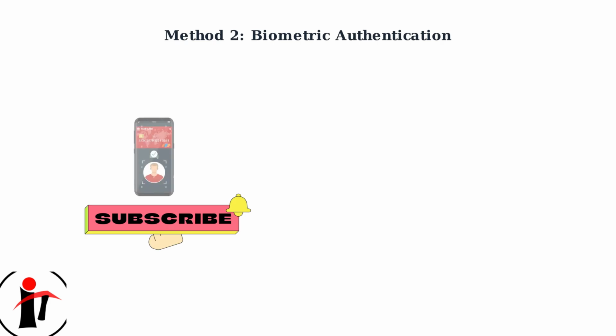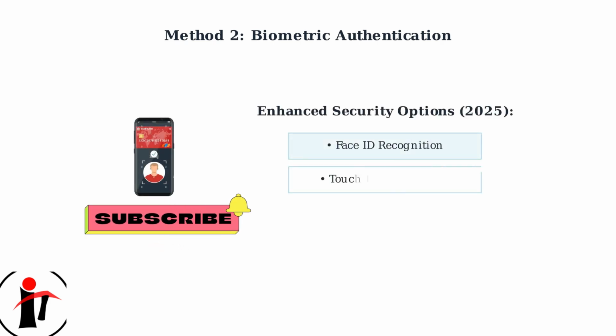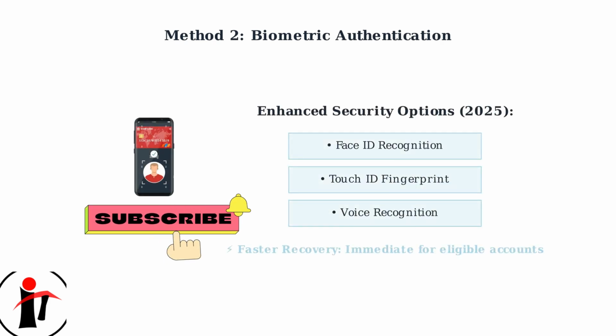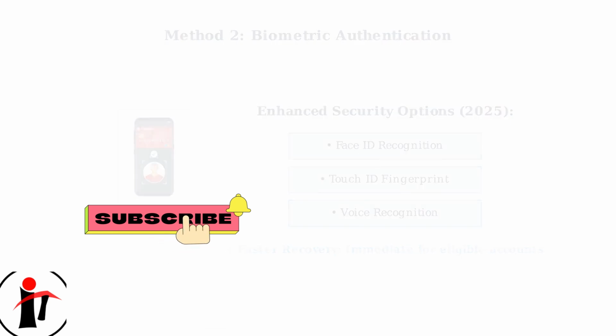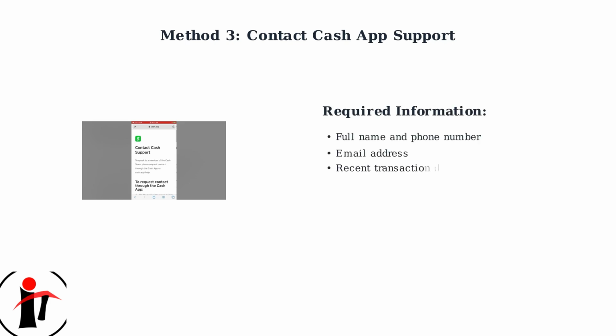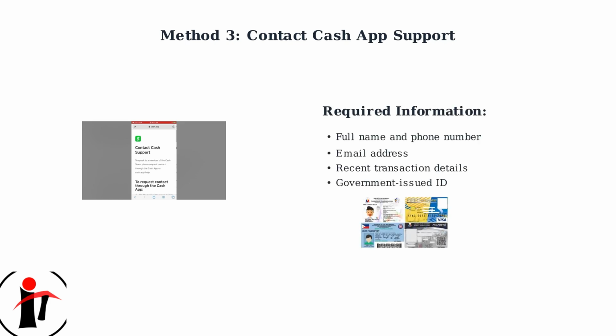Cash App now offers enhanced biometric authentication for faster PIN recovery. If you have Face ID, Touch ID, or voice recognition enabled, you can reset your PIN immediately without waiting for SMS verification. If the previous methods don't work, contact Cash App support directly through the app or phone. You'll need to provide your full name, phone number, email, recent transaction details, and submit a government-issued ID for verification.